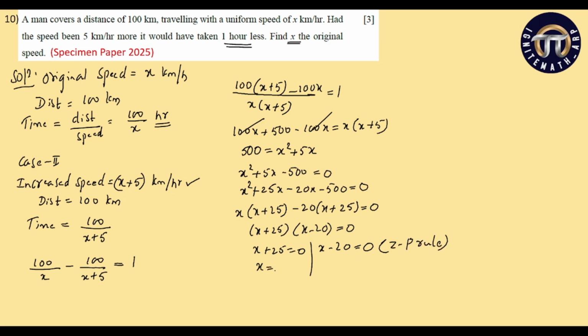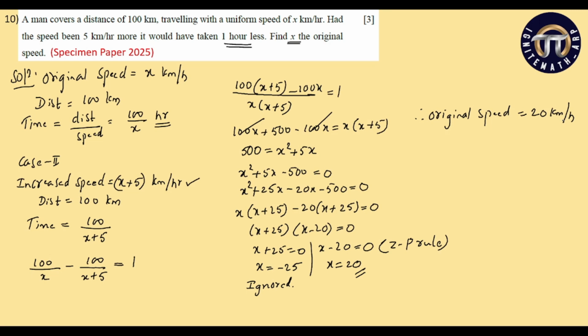So here I'll get x equal to minus 25. This is ignored because speed cannot be minus. So x is equal to 20. You are just asked to find out the x. Clear, children? Therefore, you can write the conclusion. Original speed is equal to 20 kilometer per hour. Clear, children? That is nothing but the original speed of the car.